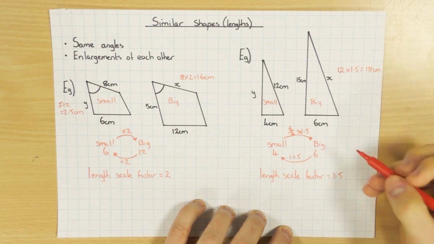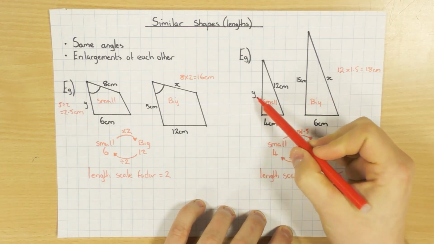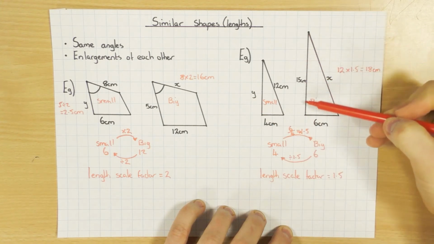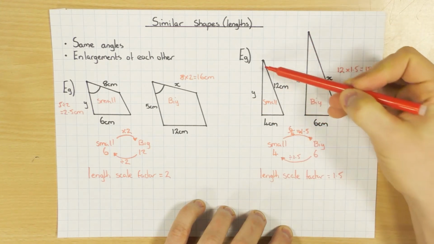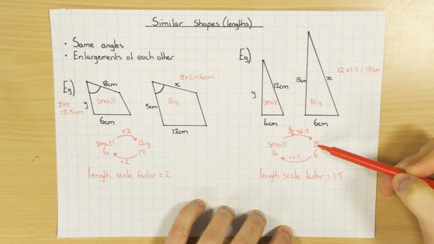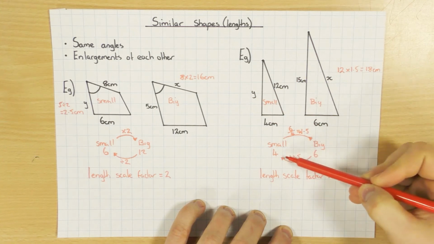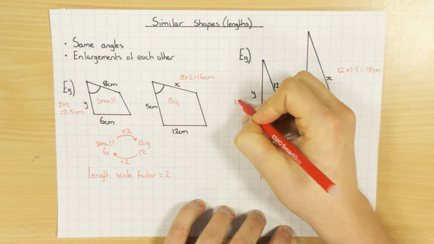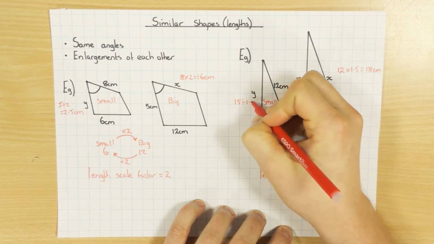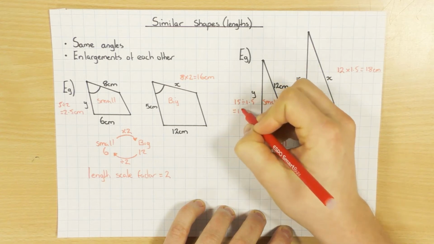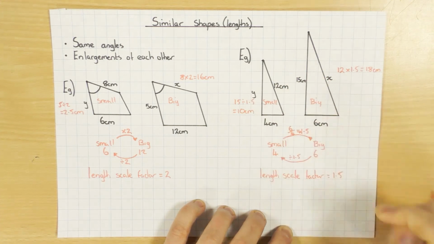Okay. And next one here is y. So I look at the corresponding side. On the big shape, it's 15. I'm going to the little one here. So big to small, I divide by 1.5. So 15 divided by 1.5, and that's going to give me 10 centimetres. Okay.